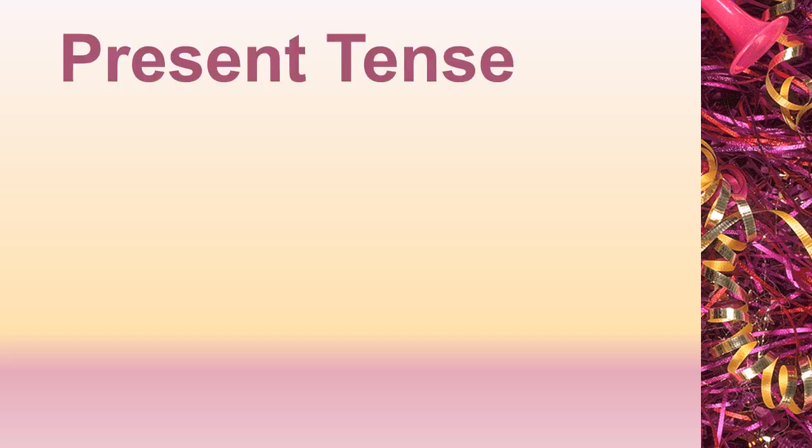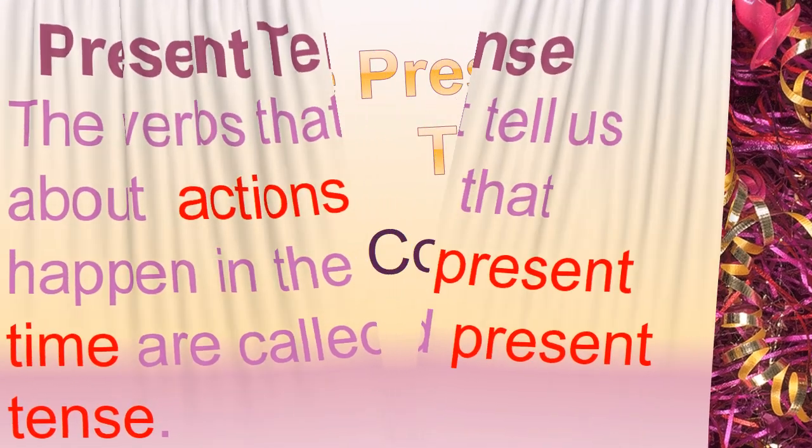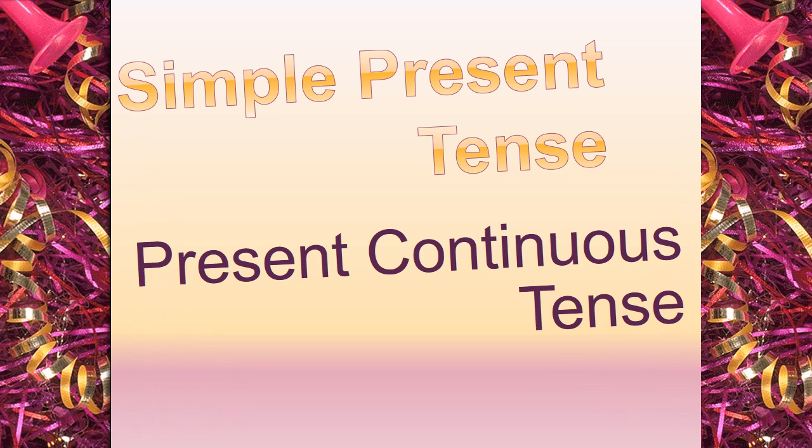Present tense: the verbs that tell us about actions that happen in the present time are called present tense. Now we know that there are two types of present tense: simple present tense and present continuous tense.